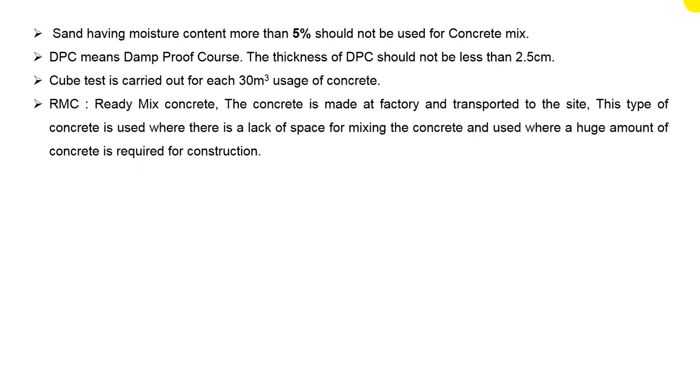Then RMC, what is the meaning of RMC? Ready mix concrete. RMC means ready mix concrete. The concrete is made at a factory and transported to the site. This type of concrete is used where there is a lack of space for mixing, and where a huge amount of concrete is required for the construction. For ready mix, by using the ready mix truck, the concrete is transported from another place to the construction site, and by using the pumping machine, the concrete is pumped to the required place.